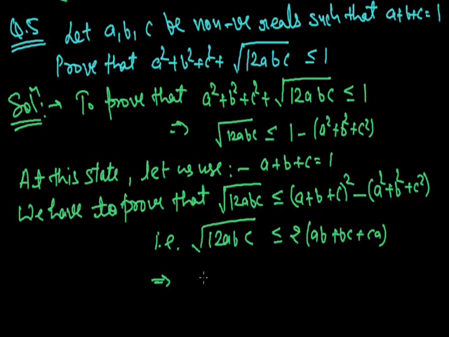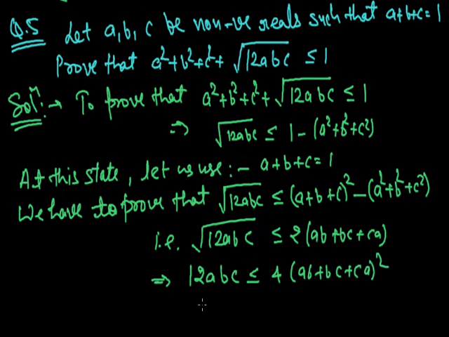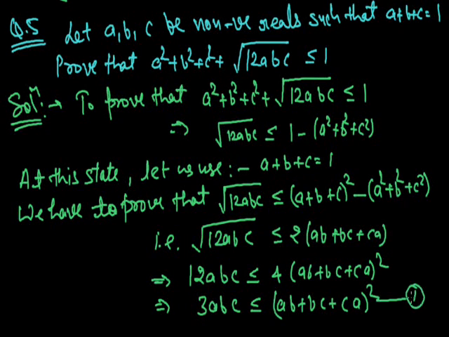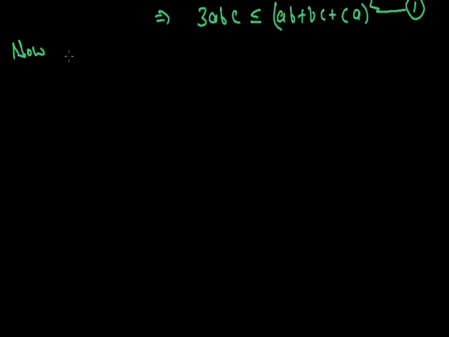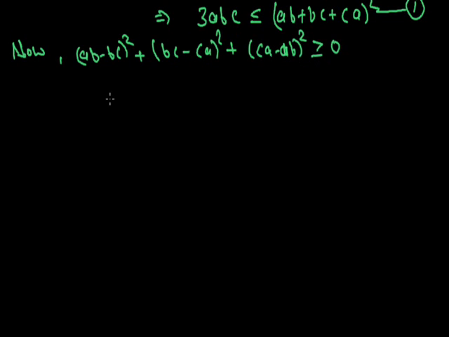By squaring both the sides, we have to prove that 12ABC is less than or equal to 4(AB plus BC plus CA) whole square. Again, we have to prove that thrice of ABC is less than or equal to (AB plus BC plus CA) whole square. We have to prove this expression. Now, as A, B, C are real quantities, we can say that (AB minus BC) whole square plus (BC minus CA) whole square plus (CA minus AB) whole square is greater than or equal to 0.